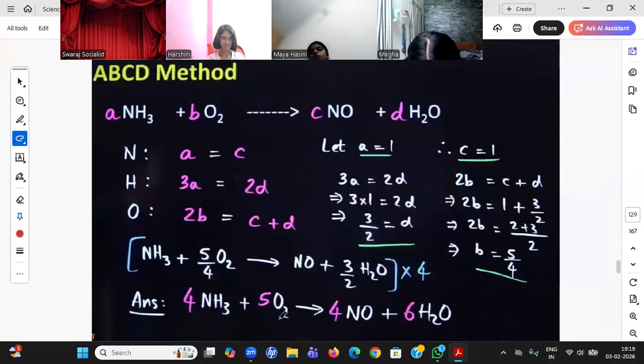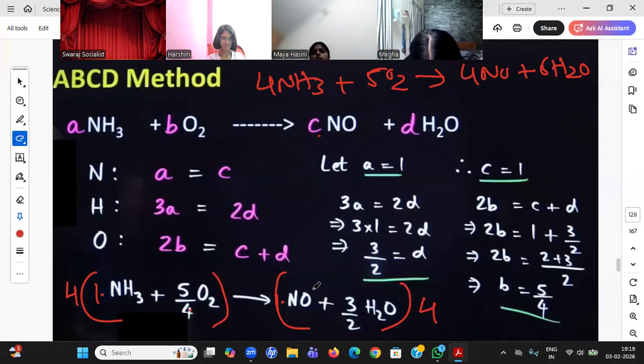This is the ABCD method. Anybody, any doubt, student? What is the template? First, you should assume ABCD. Second, you should write the equation. Third, you can assume anything as 1. Fourth, solve the equation. And fifth, ensure you are freeing all of them of the fraction.